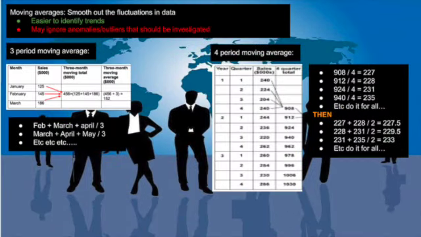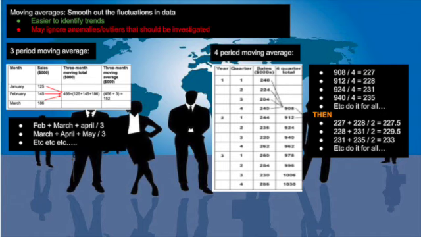Within your exams, you may be asked about moving averages. These smooth out the fluctuations in data, so it's easier to identify trends. However, it may ignore anomalies or outliers that should be investigated. Now there's a 3-period moving average and a 4-period, and we'll explain how they work now.